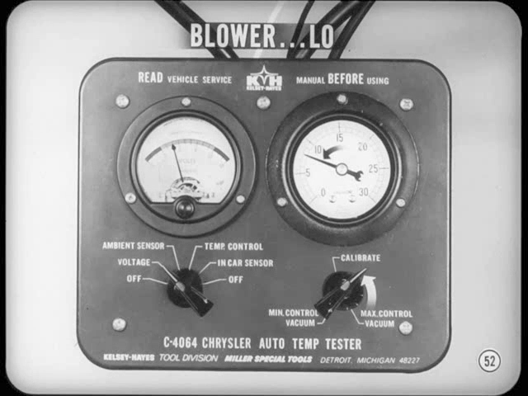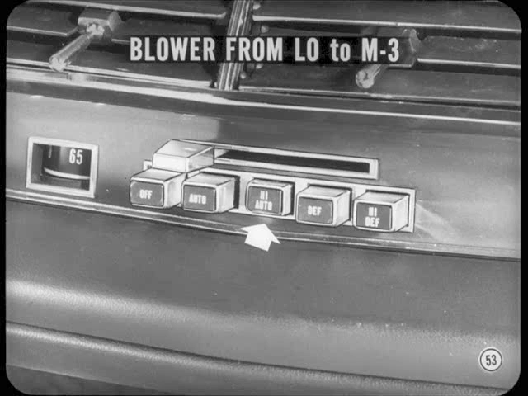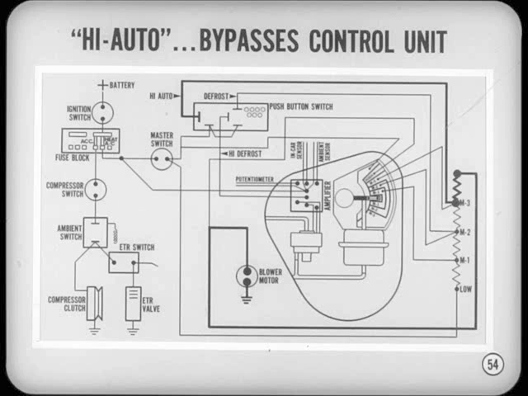Turn the dial back to get 8 inches on the vacuum gauge. At this point, with the auto button pushed, the blower will be on low. Push the high auto button and see if the blower goes from low to M3 speed. Why should this happen, Jack? If I remember correctly, pushing the high auto button bypasses the control unit and goes through only one of the resistors in the blower resistor block. So, in the high auto position, the low speeds are eliminated.